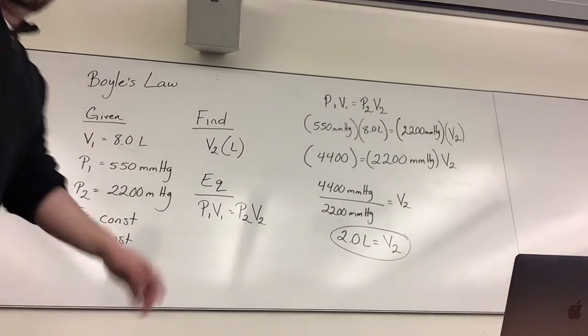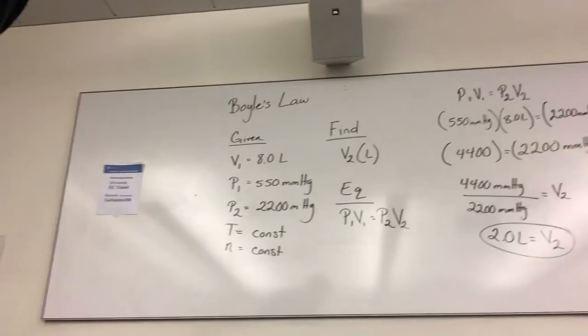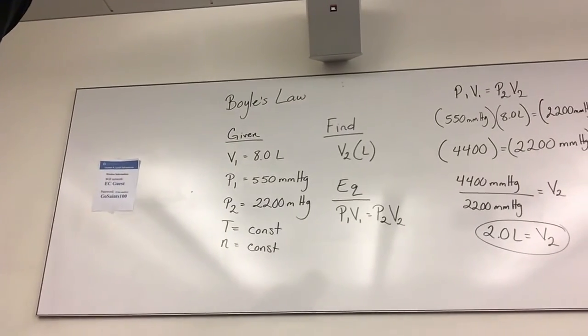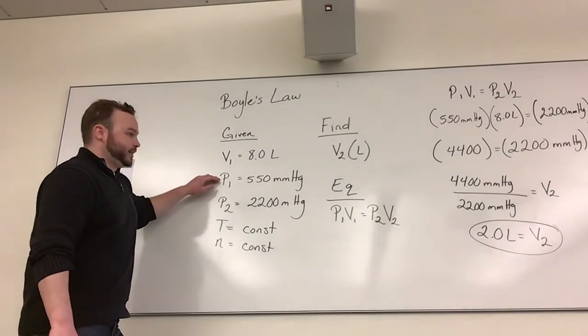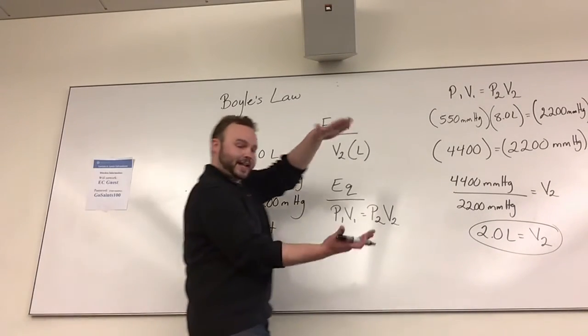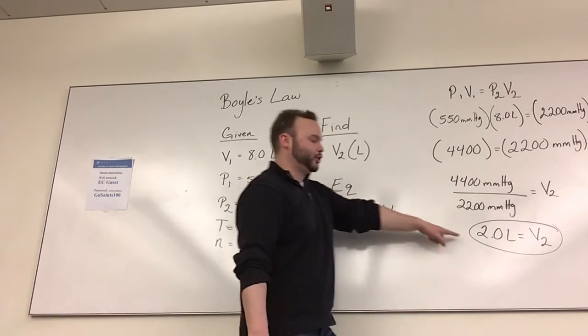So if we visualize what happened, I started with 8 liters. Let me readjust this so we're back looking straight again. So make that about as level as I can. So we started with 8 liters at a particular pressure, and what I did was take the 8 liters and compress it down to 2.